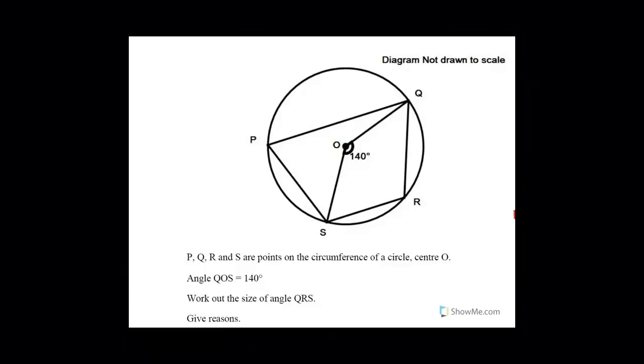Hello, welcome to this tutorial in which I'm going to have a look at another examination style question on circle theorems. In this particular one, it says P, Q, R and S are points on the circumference of a circle, center O. And the angle QOS, this one here, is 140 degrees. You're asked to work out the size of the angle QRS, this one here, and give reasons. And the diagram is not drawn to scale, so you cannot measure the angles and write them down as answers.